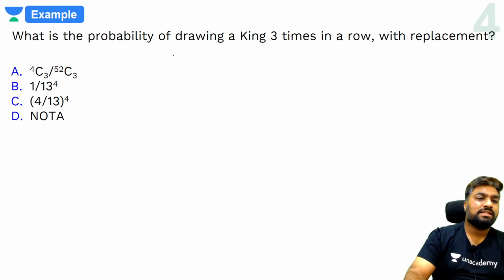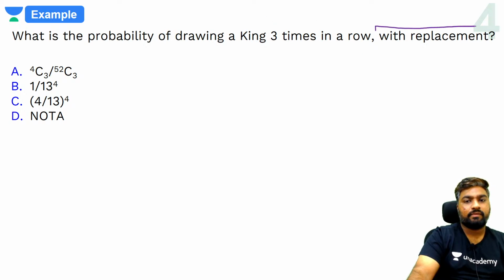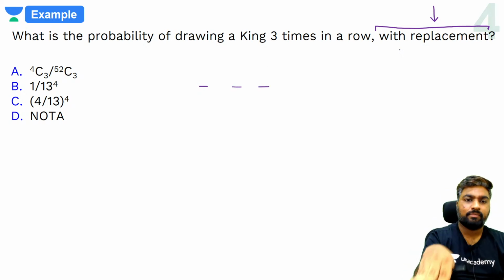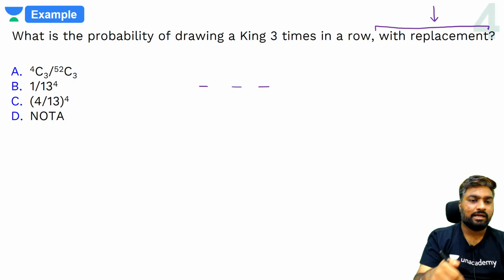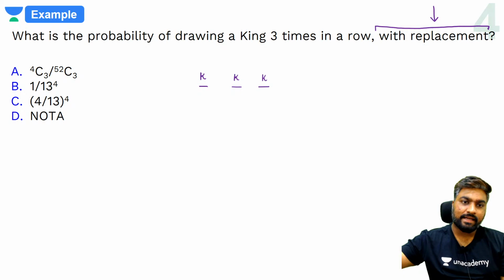They're asking, what is the probability of drawing a king 3 times in a row with replacement? What does it mean? If there are 3 cards picked with replacement, take a card, look at it, put it back. Take a card, look at it, put it back. Take a card, look at it, it doesn't matter. So first one should be king, second should also be king, third should also be king. Quickly try this.